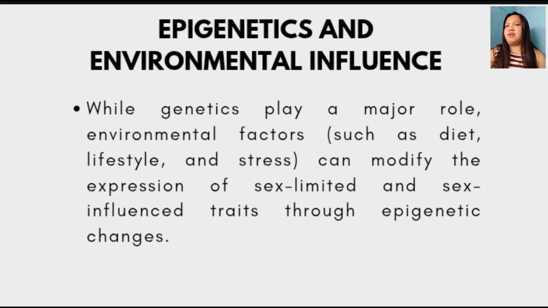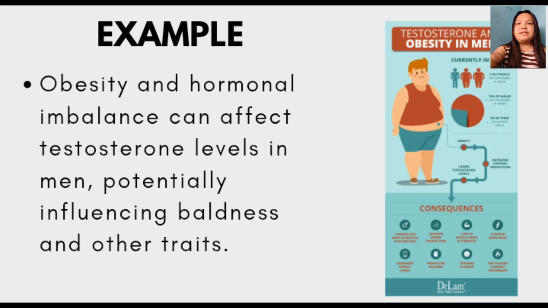Another thing is environmental factors like diet, as I have said earlier. Environmental factors like diet, stress, and exposure to chemicals can change how these traits develop. An example of epigenetics: obesity and hormonal imbalance can affect testosterone levels in men, potentially influencing baldness and other traits. As you can see in the picture, the male is obese, so it does affect his testosterone level. That is just an example of epigenetics and environmental influence.